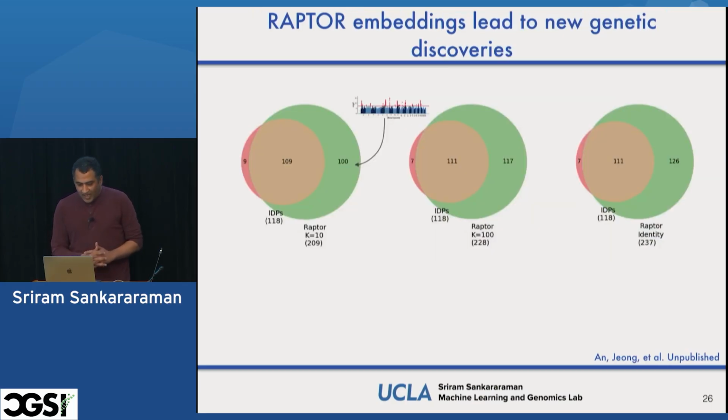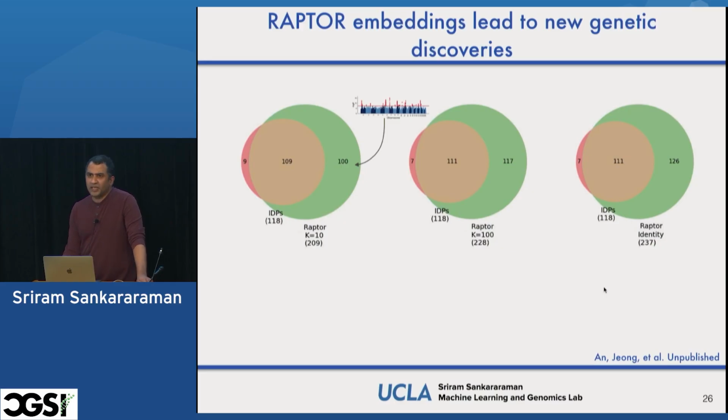So here we have the embeddings from Raptor, and we are comparing how many association hits we get when we compare it to the IDPs. So typically, the IDPs have about 100 such hits that we find, and Raptor has roughly twice as many. How many we get depends, again, on the compression factor. As the compression factor is lower, there are more hits, which is, again, expected.